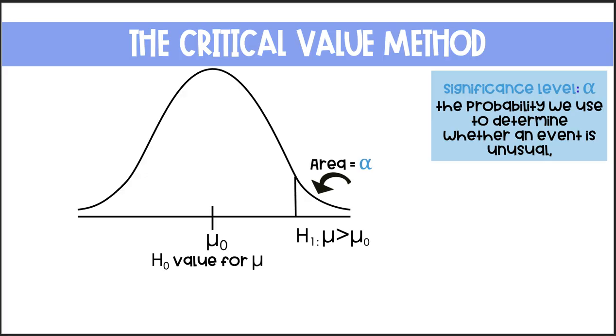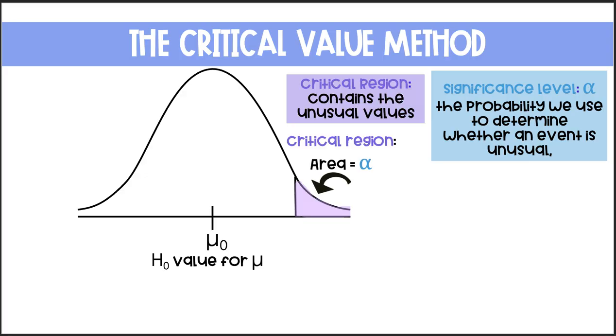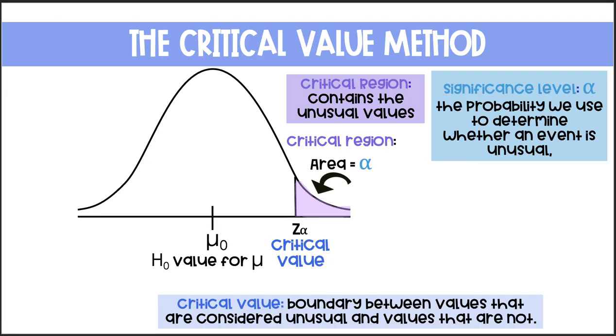And we're going to call this region the critical region, which is the one that contains the unusual values. Then our z-score for any normal distribution is going to be called the critical value. It will denote the boundary between the values that are considered unusual, in a critical region, and the values that are not considered unusual.